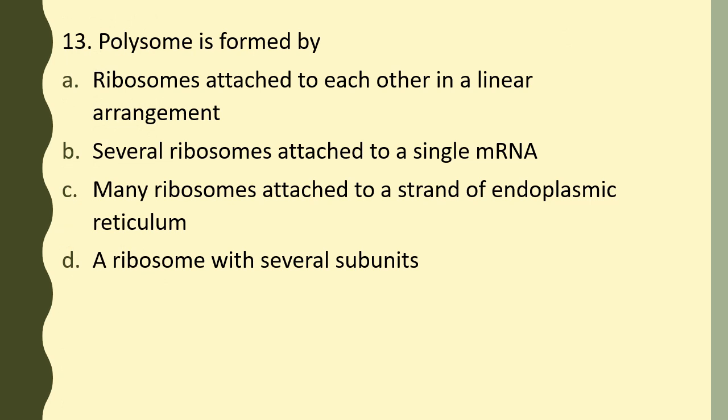Question number 13. Polysomes is formed by ribosomes attached to each other in a linear arrangement, several ribosomes attached to a single mRNA, many ribosomes attached to strand of endoplasmic reticulum, a ribosome with several subunits. Polysome is formed by. Correct answer is option B, several ribosomes attached to a single mRNA.